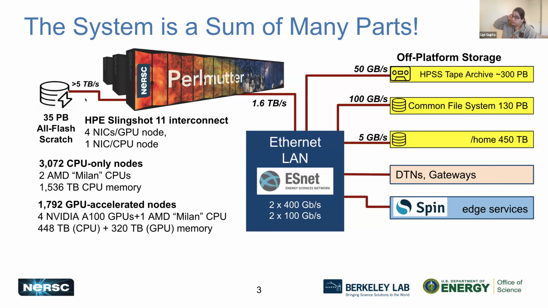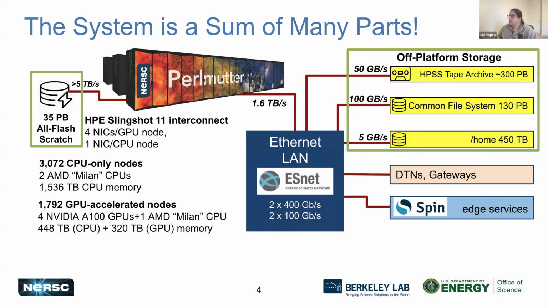We call it local because it's connected directly to the system, versus some of the other ones which are connected over the network, essentially. They're close, but not directly wired in, and so they are still really fast, but not quite as fast as Scratch. The other ones here are our HPSS tape archive, the community file system, and home, and there are a couple of other little ones as well. Mostly in this presentation, we're going to be talking about those four systems shown here in these boxes.